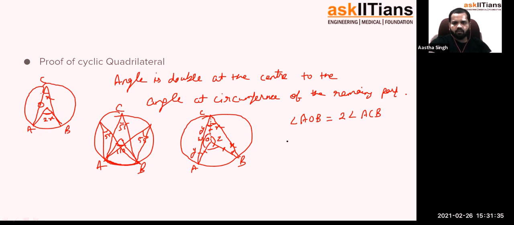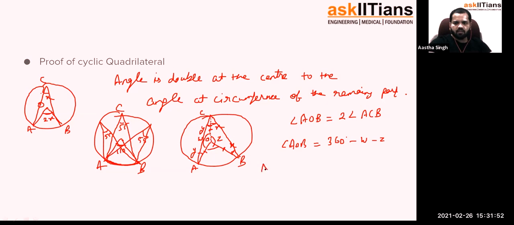From here you can easily prove that, suppose this angle is z and suppose this angle is w, right? Then what will be the angle AOB? So angle AOB will be equal to 360 degrees minus w minus z. Got it or not? Because a whole circle forms a 360 degree angle, right?